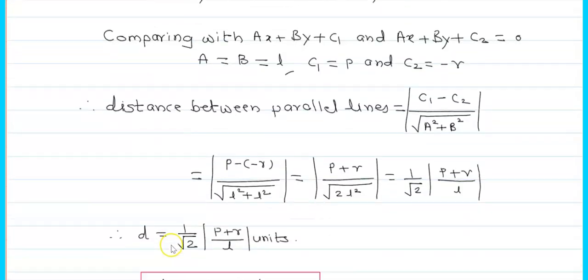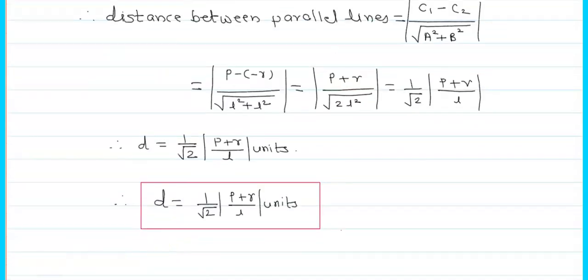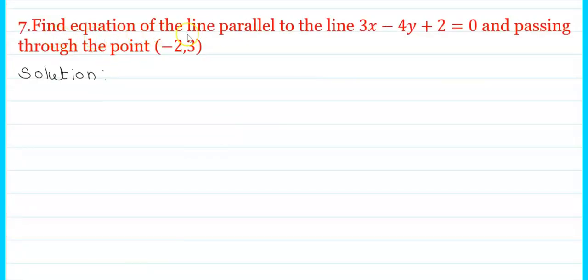Now the next question. Find the equation of the line parallel to the line 3x minus 4y plus 2 equals 0, and that line passes through the point minus 2, 3. It means that both of the lines have the same slope. Therefore, we will find out the slope of this line.